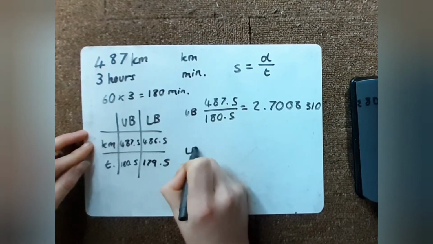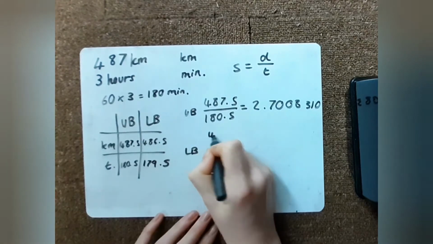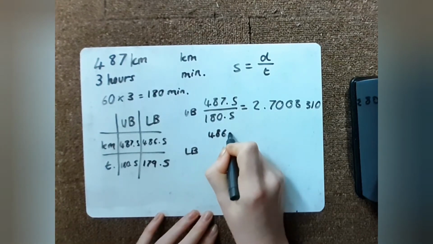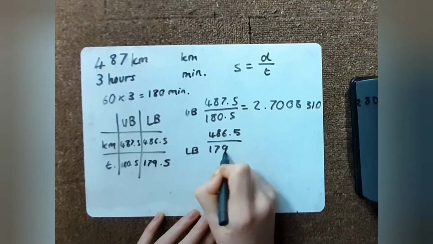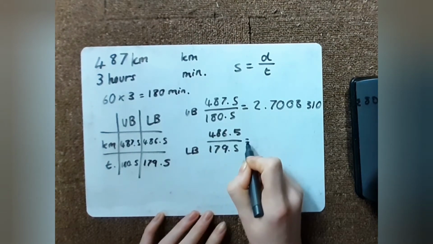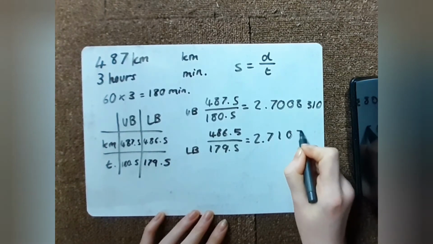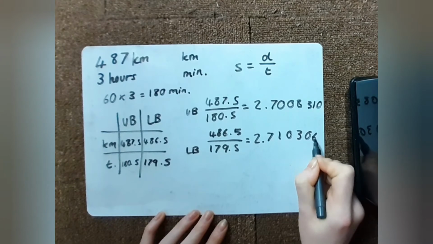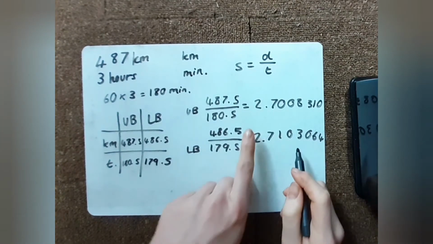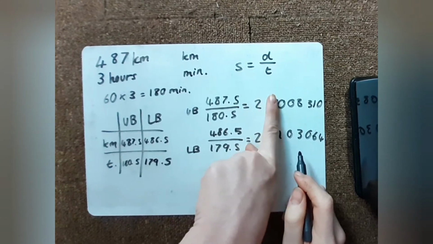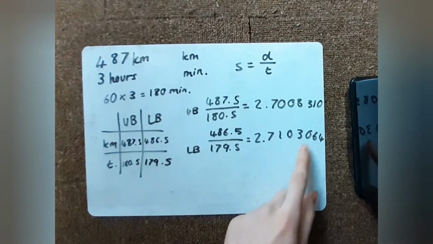Now for the lower bound, I will do this section. So 486.5 over 179.5, which equals 2.710306. And then we can go along all the decimal places and line them up like that to work out which is the highest degree of accuracy that is similar.